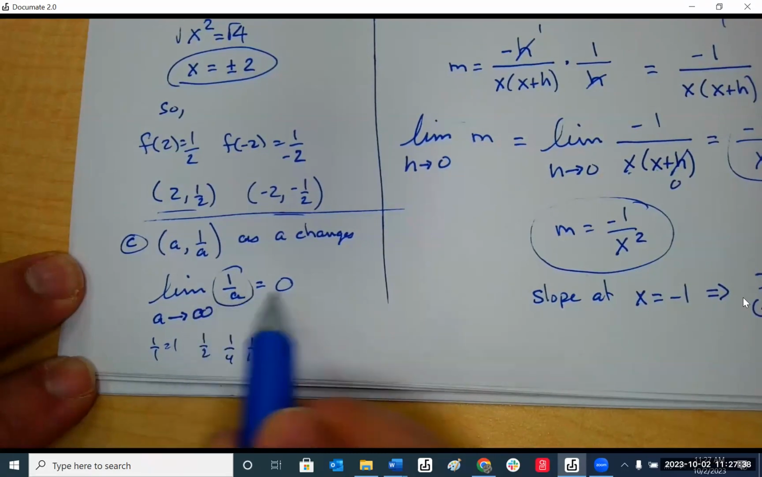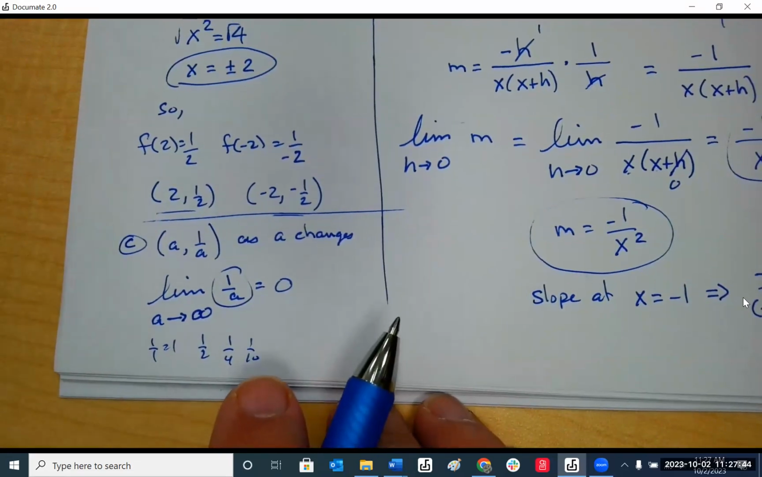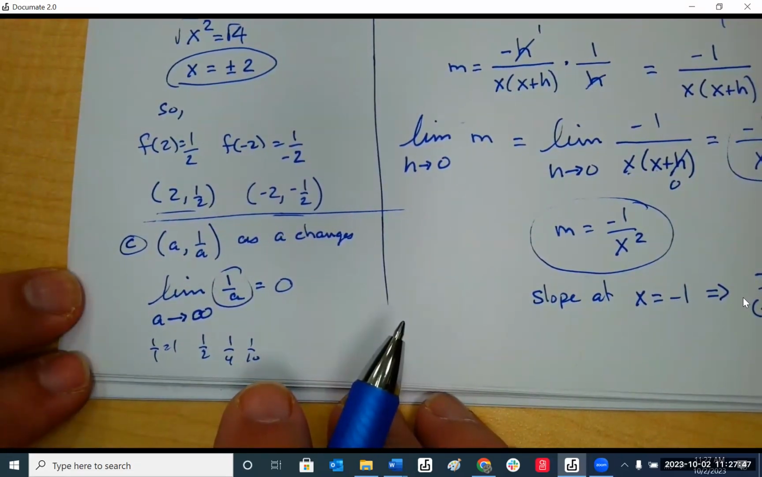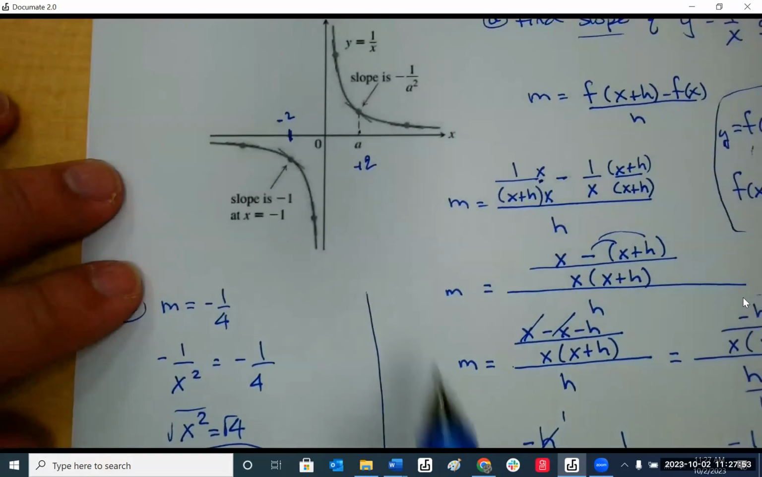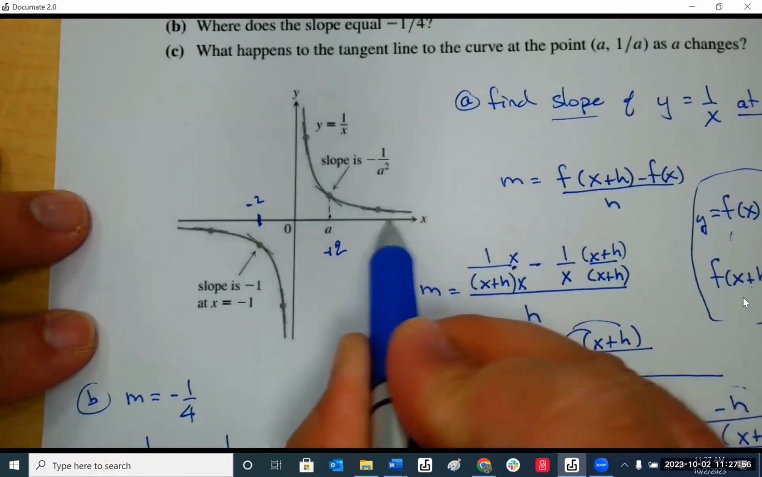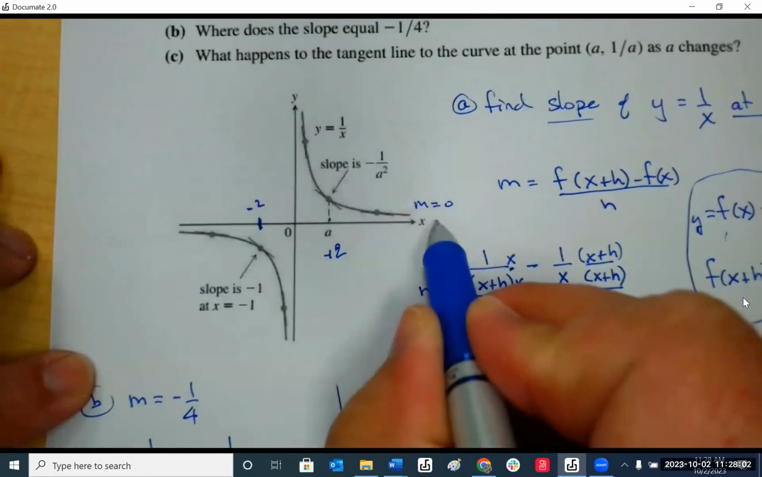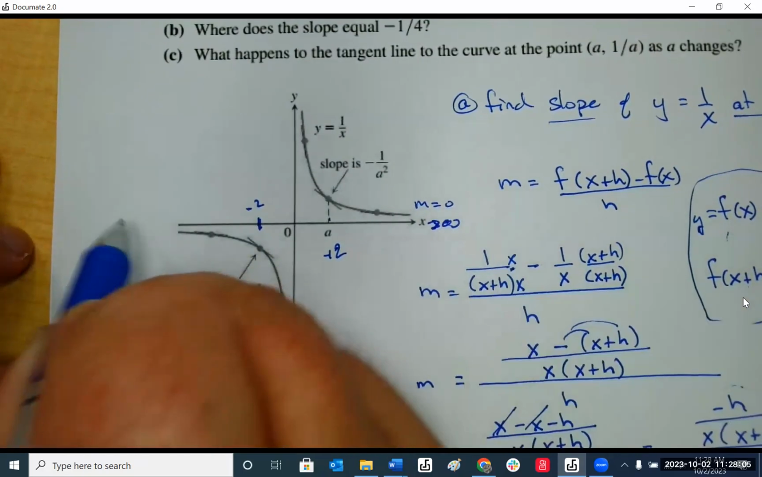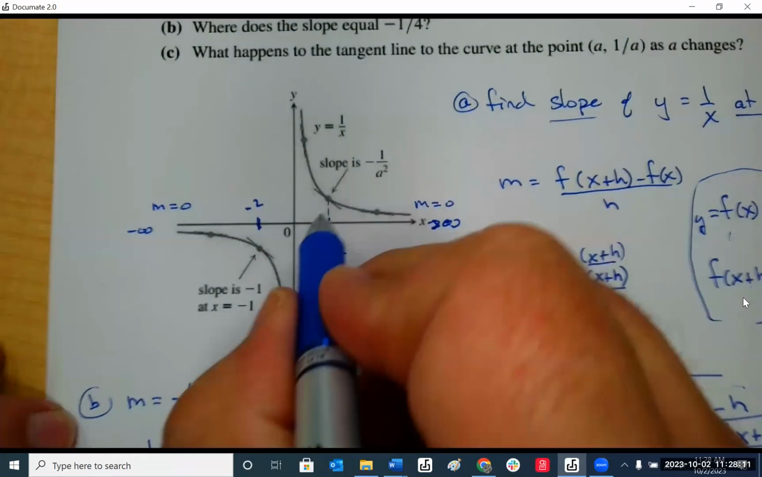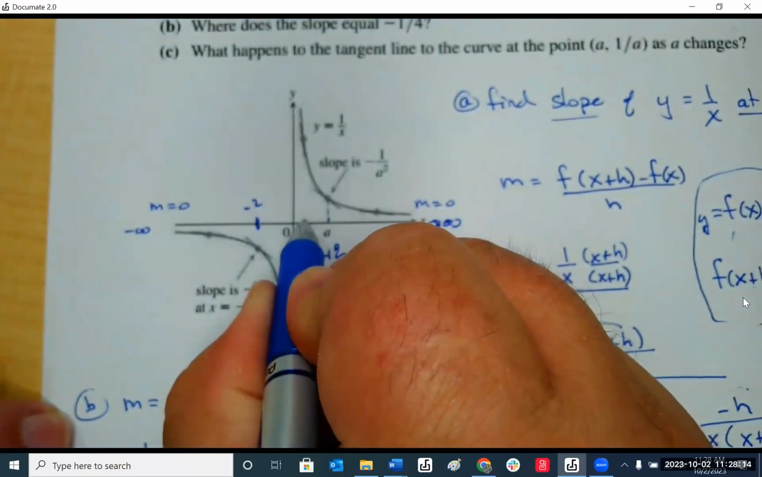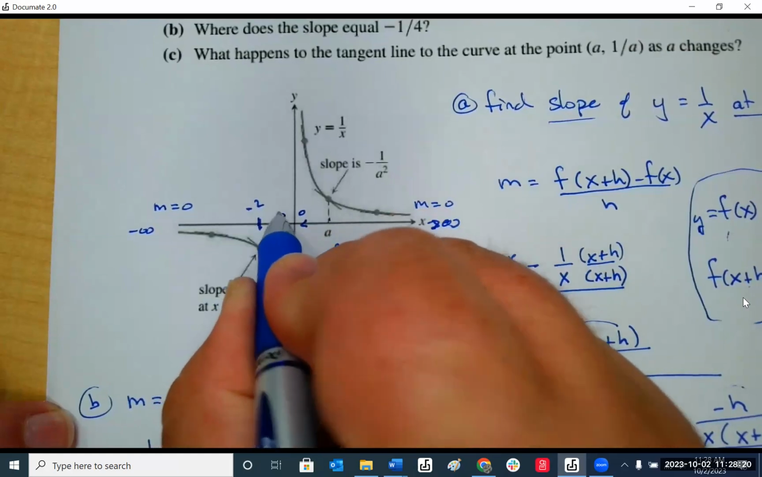So as a goes to positive infinity, it goes to 0. The number gets smaller, and smaller, and eventually it goes to 0. So we're looking at this picture. As a gets bigger, the slope goes to 0. Same thing as it approaches negative infinity, the slope goes to zero. As it goes to zero from both sides, what happens?